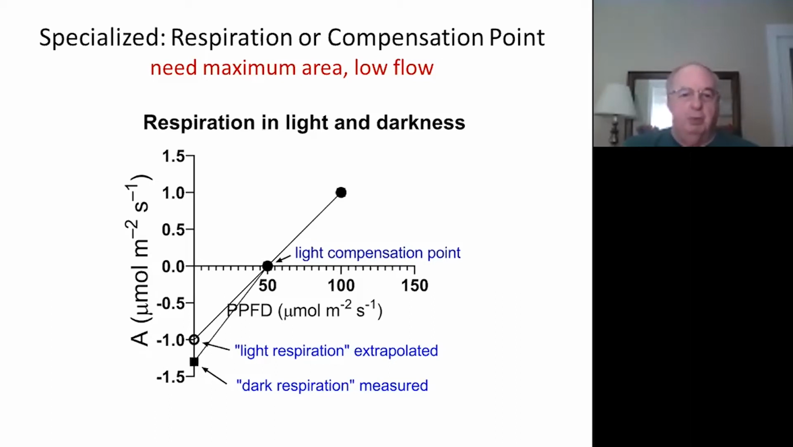And that's smaller than what mitochondrial respiration is in the darkness, because light provides some of the energy so that some of the dark respiration is not needed, and so the plant doesn't do it. So this is a special case where you're interested in these parameters, and there, as I said, you need to maximize the leaf area exposed and to minimize the flow rate in order to get more accuracy at these low fluxes.